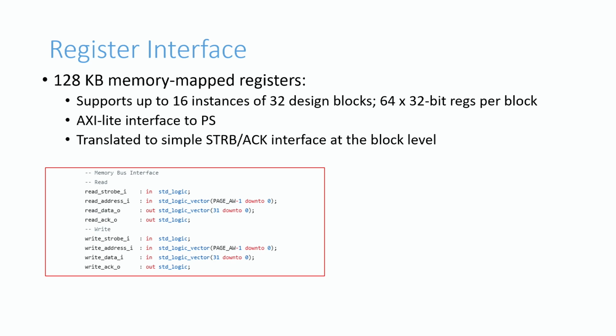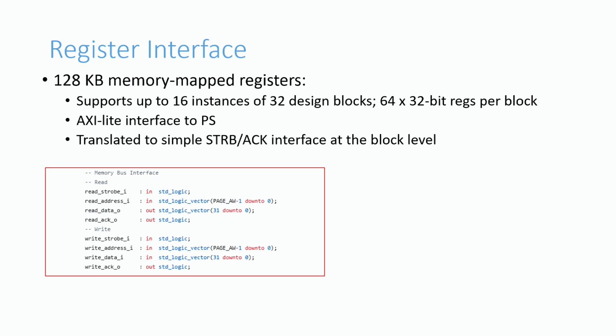So we have the 128 kilobyte memory mapped registers supported. So we can have up to 16 instances of up to 32 design blocks, and for each block, 64 32-bit registers. In reality, we use a tiny fraction of that, like 1 to 2%, say. But this is a very simple interface.